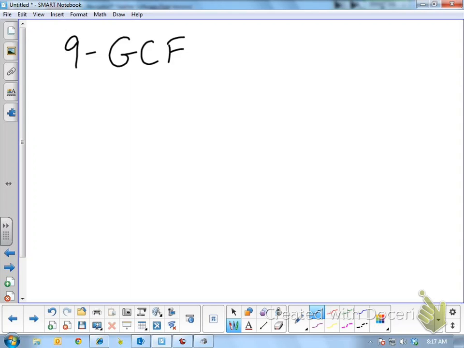Okay, notes number 9, we were talking about the greatest common factor today. And usually we just write GCF because mathematicians are lazy and they like writing as few words as possible. Okay, so today we're going to talk about what's called the greatest common factor. And we're still going to be working with factoring our trinomials as well. So it's going to involve both.